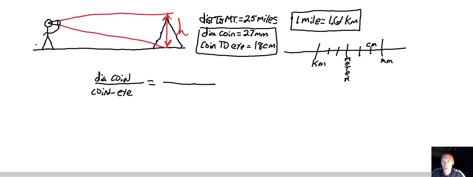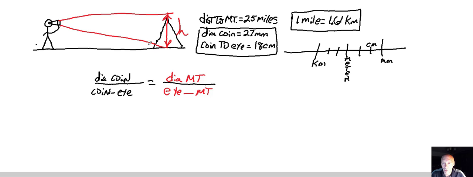Okay, and then looking at the larger triangle, I got to be consistent. So this is the diameter of the mountain, or the height of the mountain. We'll call it diameter of the mountain and just make it h for our unknown. DIA of the mountain, which is our height. And then the other one is going to be the eye to the mountain, or the coin to the mountain. That little bit of difference doesn't really matter when your mountain's 25 miles away. Okay, so we're going to call that eye to mountain. Okay, so we're consistent. We got diameter here, distance there, distance there.